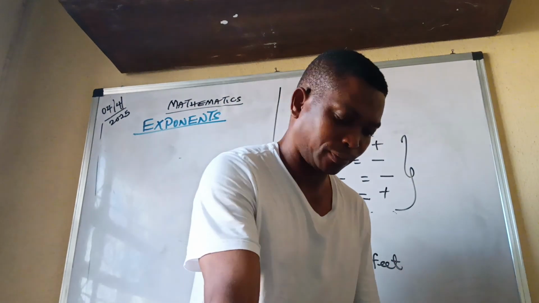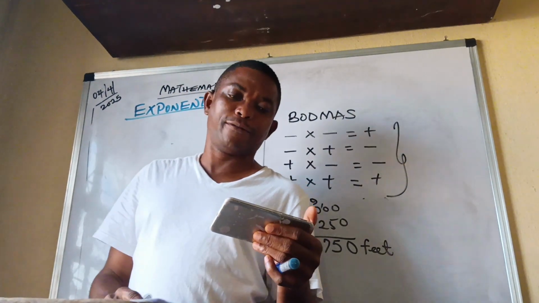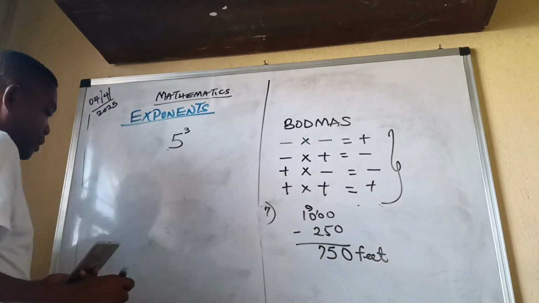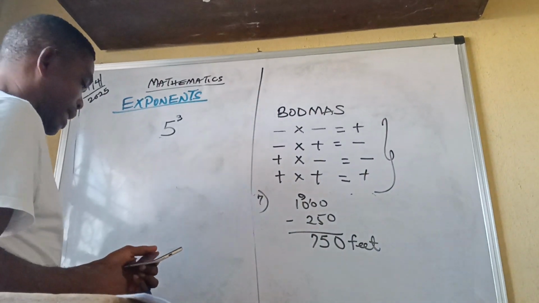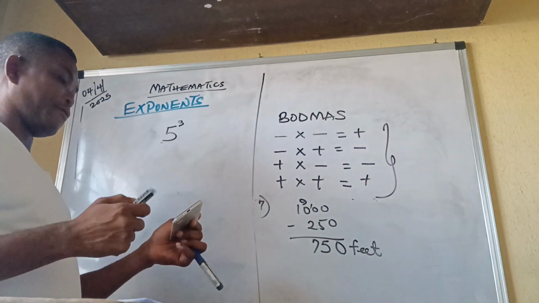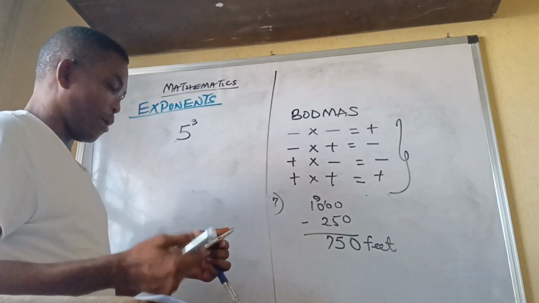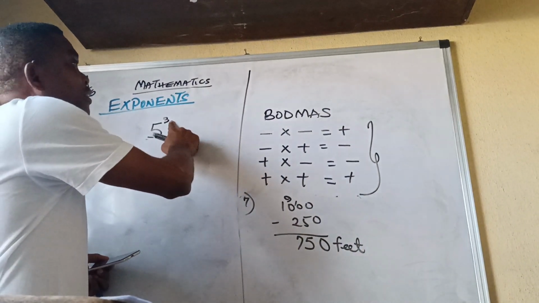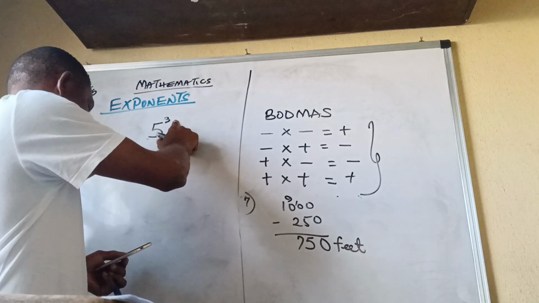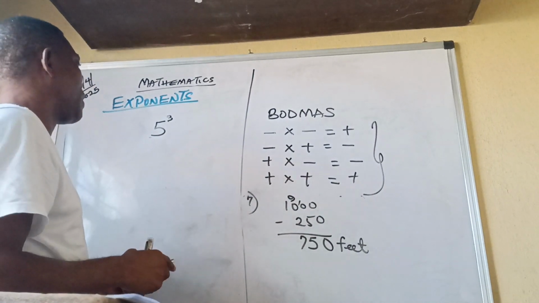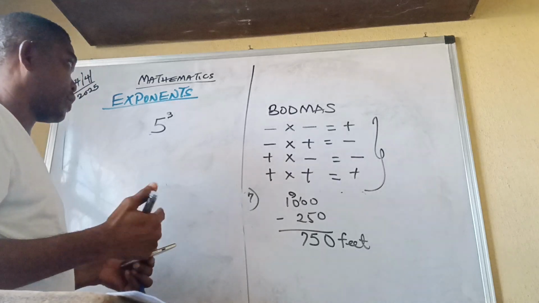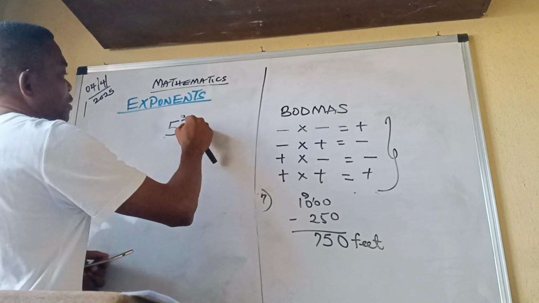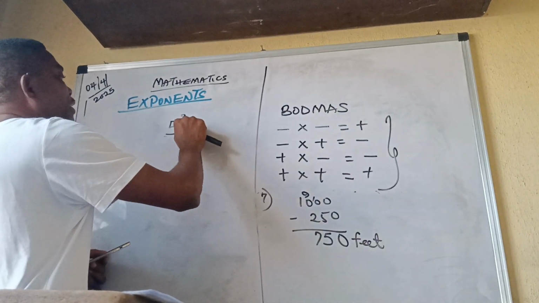The expression 5 raised to the power of 3 is read 5 to the third power, or 5 cubed. Whether you say 5 raised to the power of 3 or 5 cubed, it's still the same thing. It has a base of 5 and an exponent of 3. You can use either power or exponent.